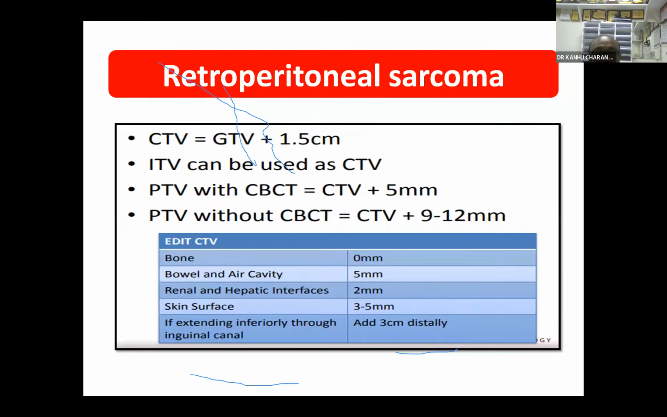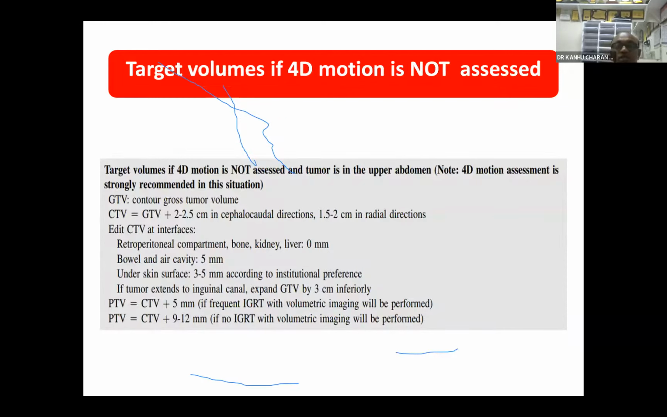A few slides about retroperitoneal sarcoma. CTV is GTV plus 1.5 centimeter. ITV can be used as a CTV. For PTV, with CBCT you can go for 0.5 centimeter, or without CBCT you can go for 1.2 to 1.5 centimeter. Edit your CTV from the bone by 0, and from bowel and air cavity you can go inside by 0.5 mm, renal hepatic interface 2 mm, skin surface 3.5 mm. Inferiorly, if the inguinal canal is there, go 3 centimeter distally.